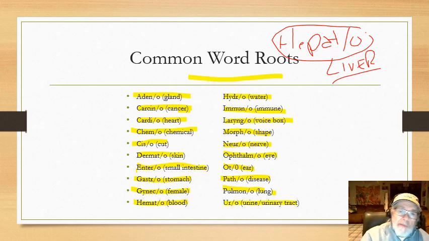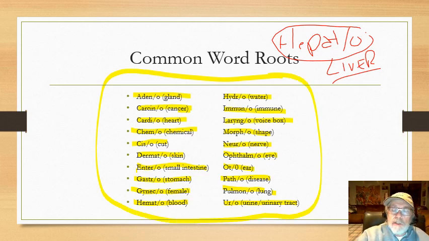So these are some common word roots, but again, we're going to be getting to a lot of word roots as the semester goes on. Some people like to use flashcards to try to remember these. I was never really a big flashcard person myself, but that doesn't mean you aren't. And if you like flashcards, that's perfectly fine.